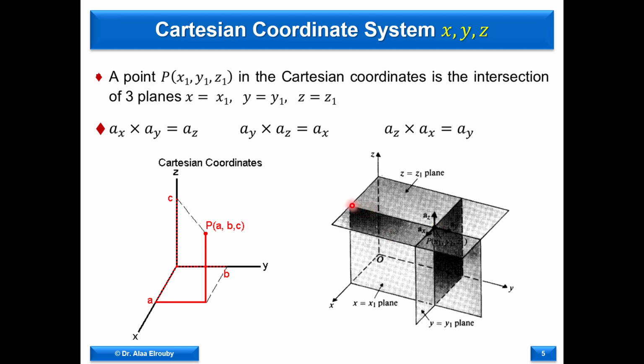So this line here is the intersection between x equal x1 and z equal z1. And this line here is the intersection between z equal z1 and y equal y1. So the intersection between three planes is a point. The intersection between any two planes is a line. And as we described, the cross product goes in order x, y, z.